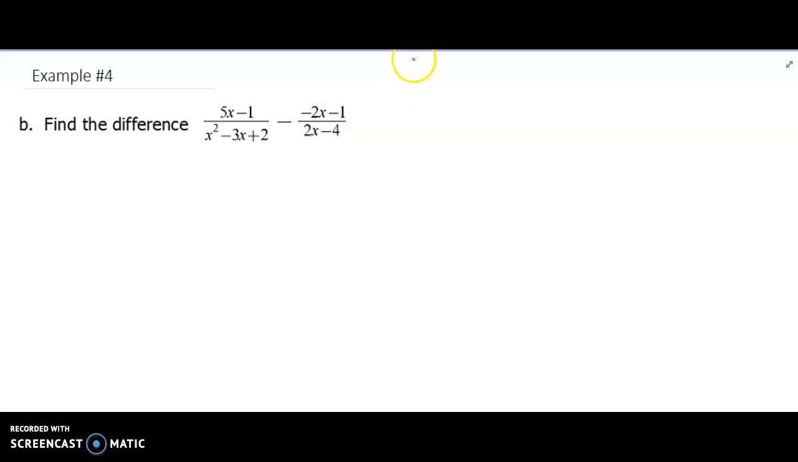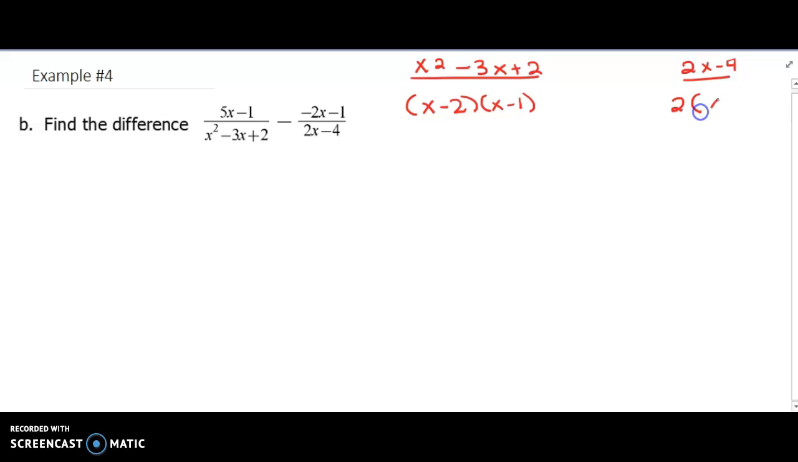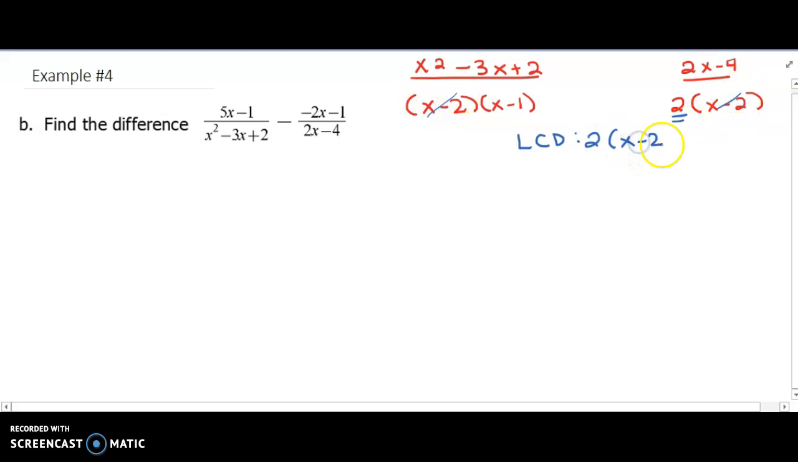All right, so I want to look at my two denominators because they are different. Here are my two denominators, and I want to factor both of them out. So this is (x - 2)(x - 1), and this over here is 2(x - 2). So the least common denominator, I have my 2 that I have to account for. I have an x minus 2 on both sides. And then I'm left with an x minus 1, so I have to account for that too. So my least common denominator is 2(x - 2)(x - 1).